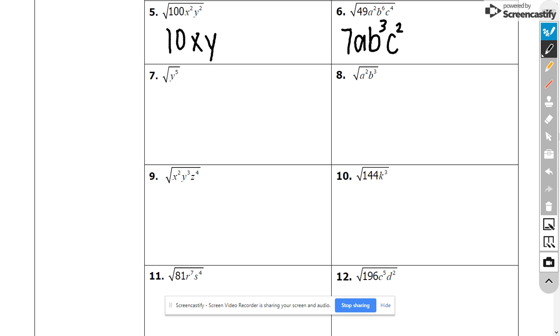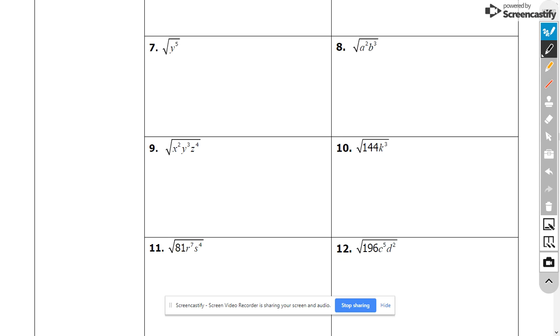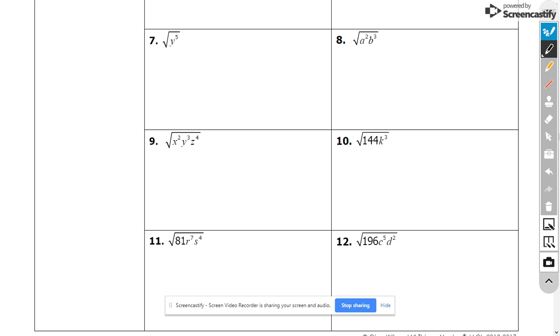All right, so here you should notice if it's a multiple of 2, it's actually fairly easy. So let's look at 7. 7's where it gets a little bit more complicated because it's an odd. Well, y5 is the same as y4 and y, correct? So if I take the square root of y4, that gives me y2. I have 1 left over, so it stays under the radical. Okay? Like I said, if it is not a multiple of 2, you're always going to have a leftover.